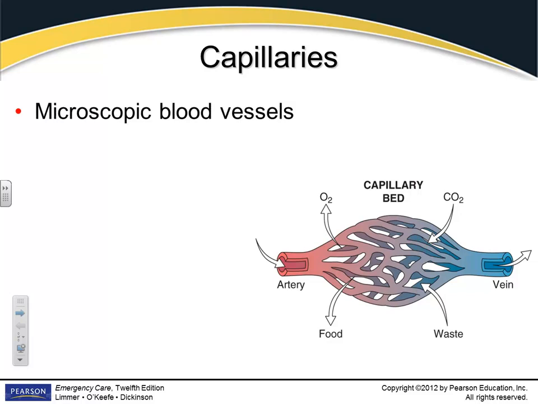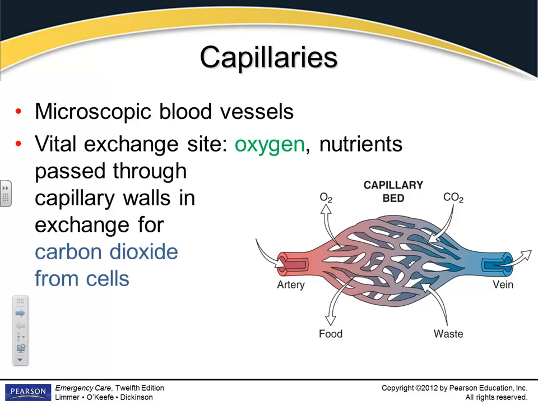Capillaries are microscopic blood vessels. They're very small, like the size of a human hair or sometimes smaller. The capillary beds are where gas exchange really occurs. You have oxygen that is offloaded to the cells, and then carbon dioxide and other waste products are picked up from the cells.